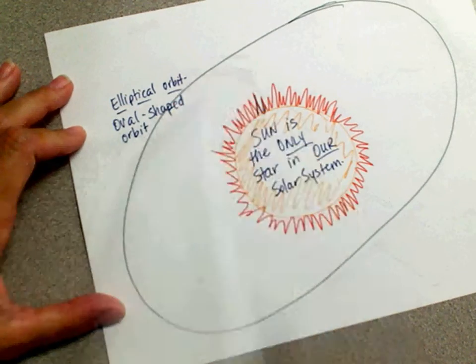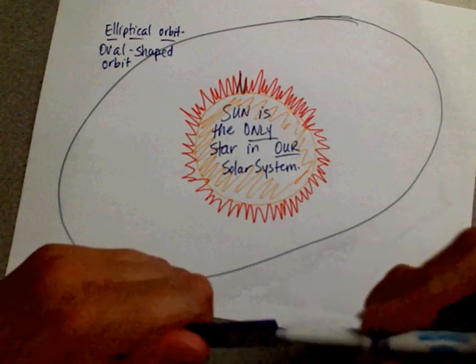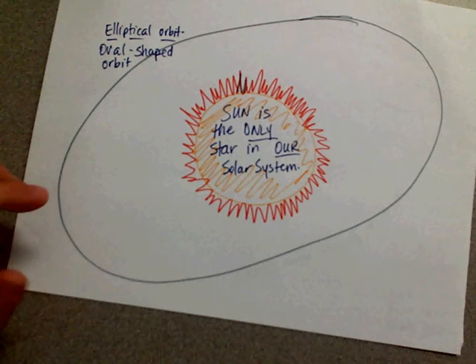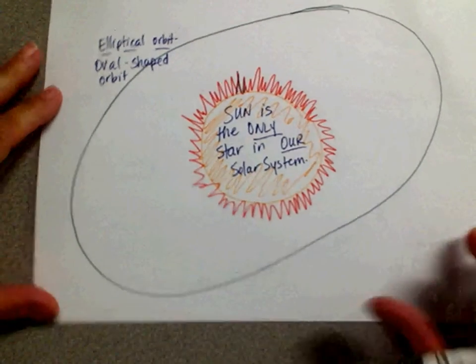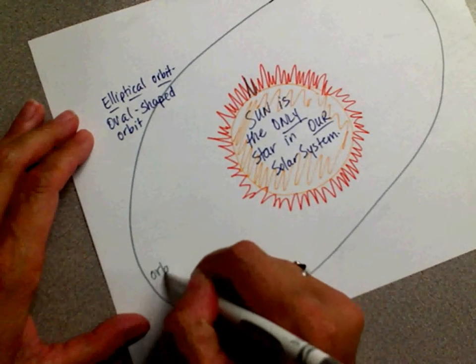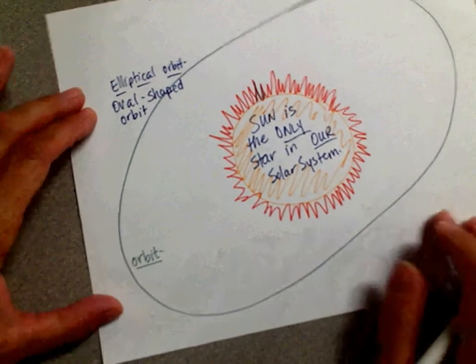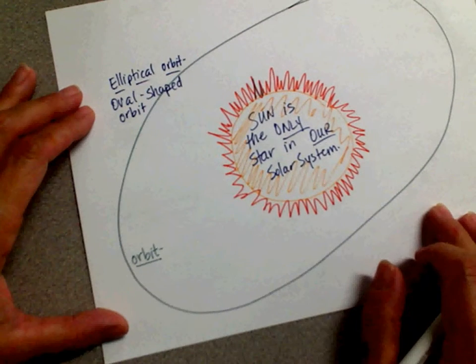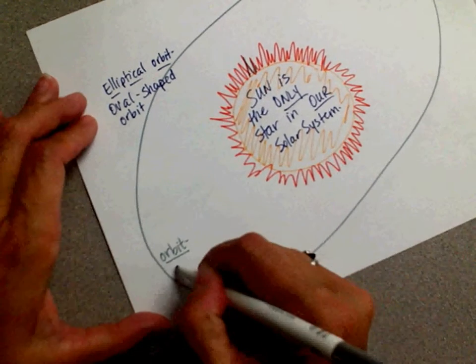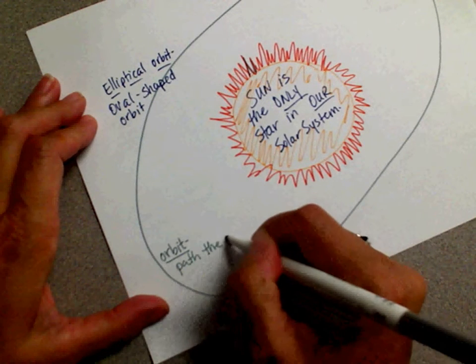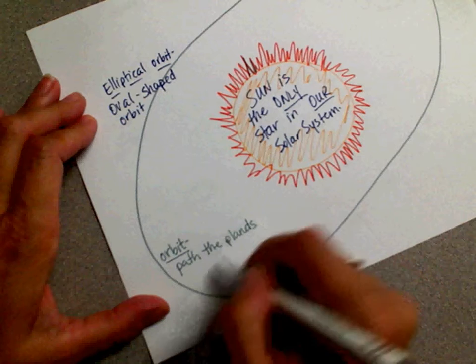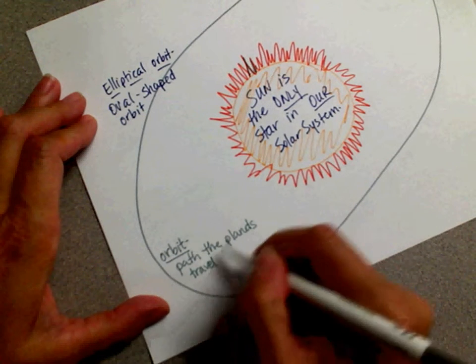Okay? Who remembers what an orbit is? We talked about it in class. We talked about it when we were looking at the smart board, when we were looking at the computer, and we've talked about it when we were talking about the sun. Orbit? Anybody? Yes, good job. Orbit is the path the planets travel around the sun.